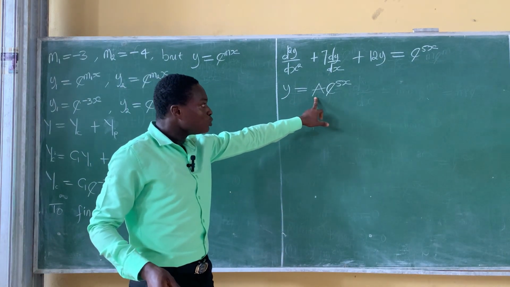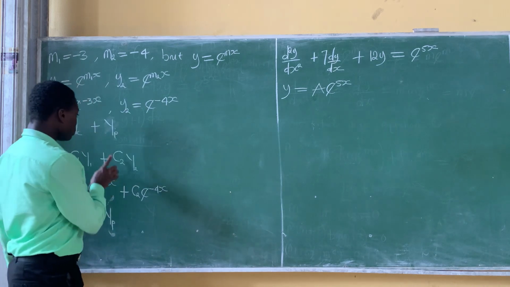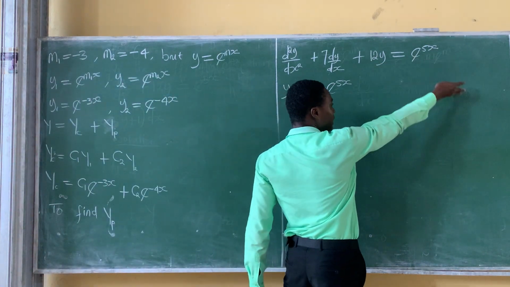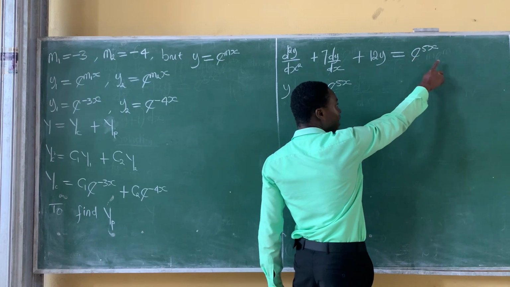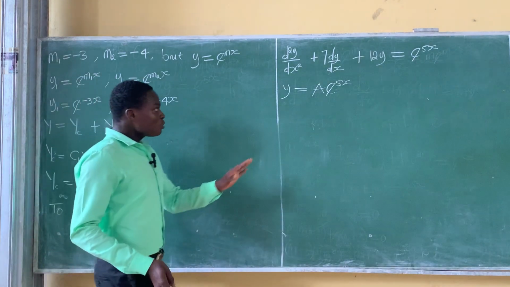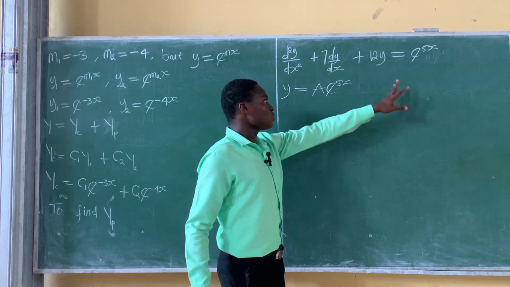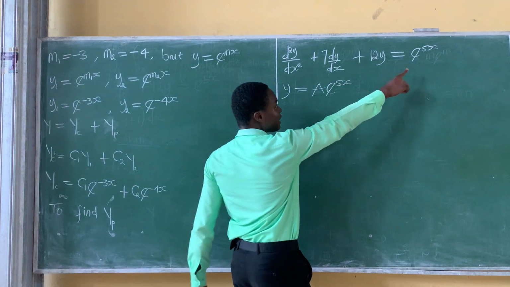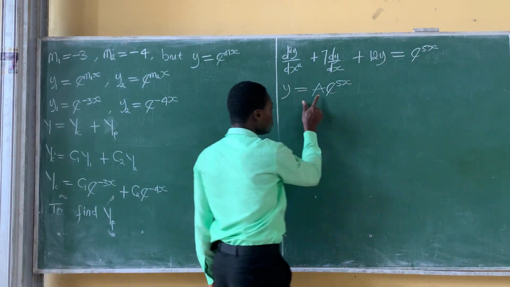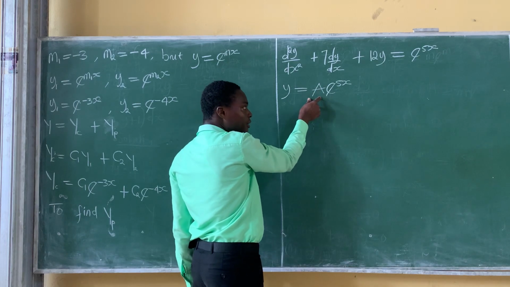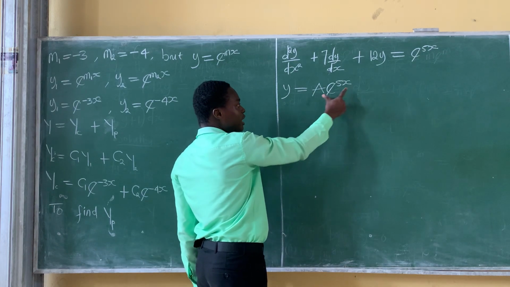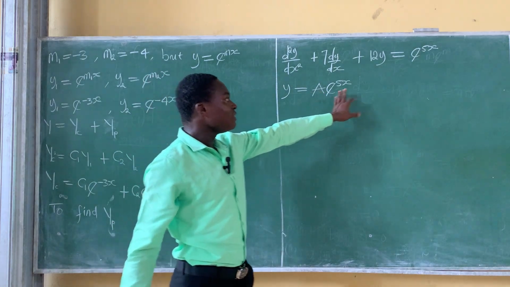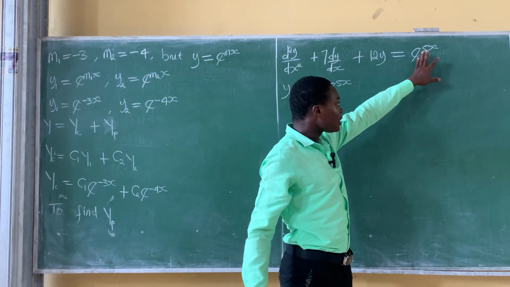So the first thing you need to do to find the particular solution, y sub p, you let y be equal to what you have on the right hand side, which is exponential 5x. So we said for you to find the particular solution, you set y to be equal to the right hand side. If the right hand side is exponential 5x, you multiply it by a. So you have y equal to a exponential 5x. Please take note, this is only valid if the right hand side is an exponential function.